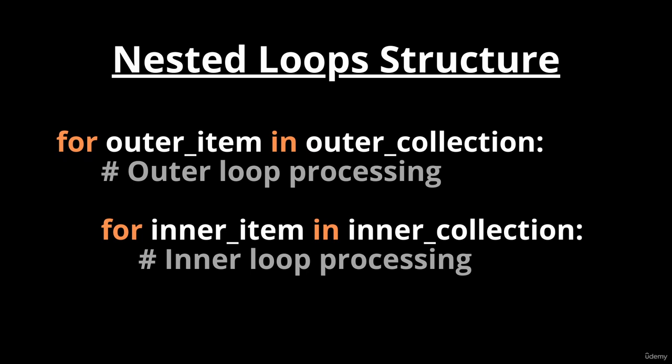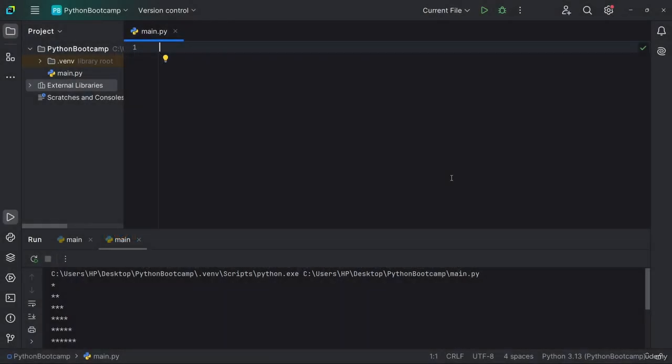This is the syntax of nested loops. We have the outer loop and we have the inner loop. For each iteration of the outer loop, the inner loop executes all its iterations. For example, let's say we want to create multiplication tables 1, 2, 3, 4, 5 all at once. To do that, we can use nested loops.